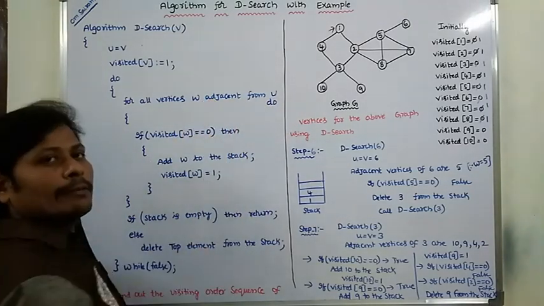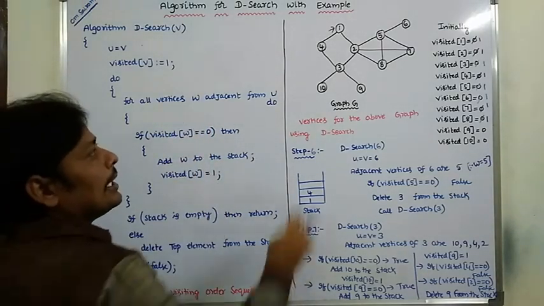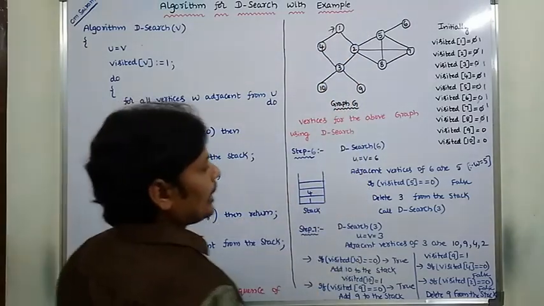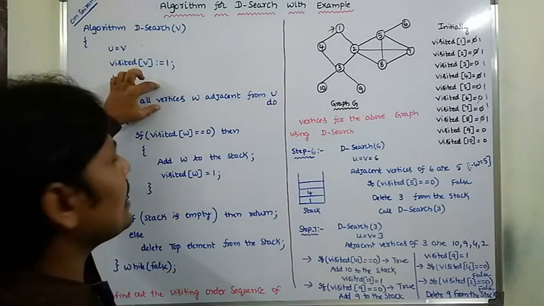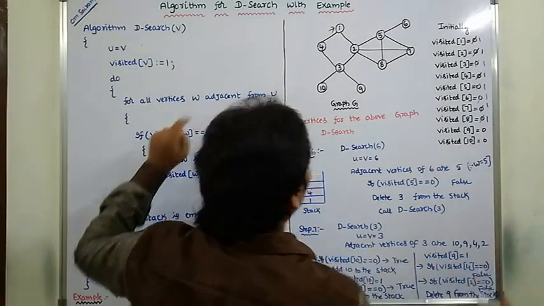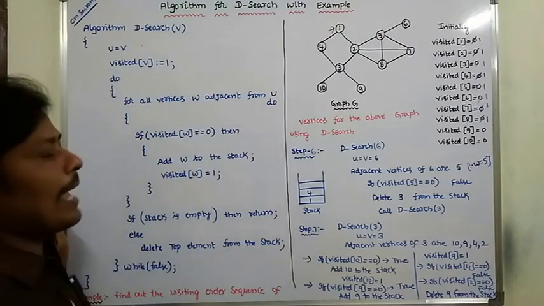What are the adjacent vertices of 3 that are considered as w? 3 adjacent vertices are 2, 4, 10, 9. Okay. So 10, 9, 4, 2. So this condition is true. Now w can be taken as 10, 9, 4 and 2. Okay. So first w can be taken as 10.